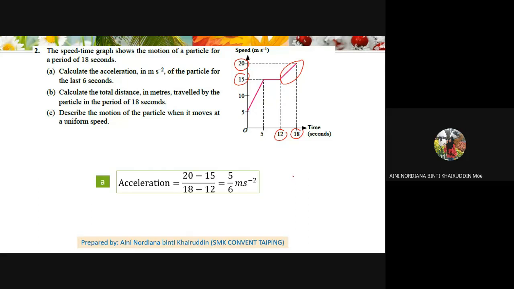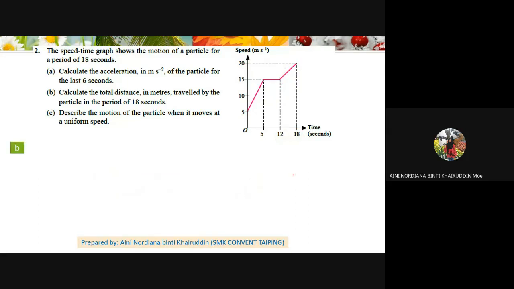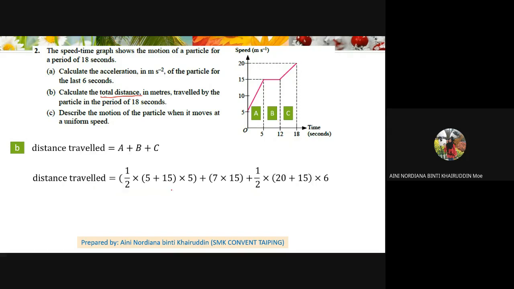Next, B. Calculate the total distance in meter traveled by the particle in the period of 18 seconds. It means area under the graph. So you can divide the graph into three parts and then calculate the area of each part. Then the answer is 260 meter.